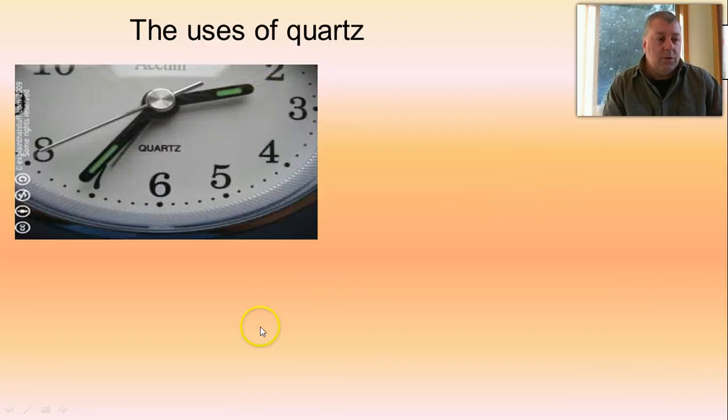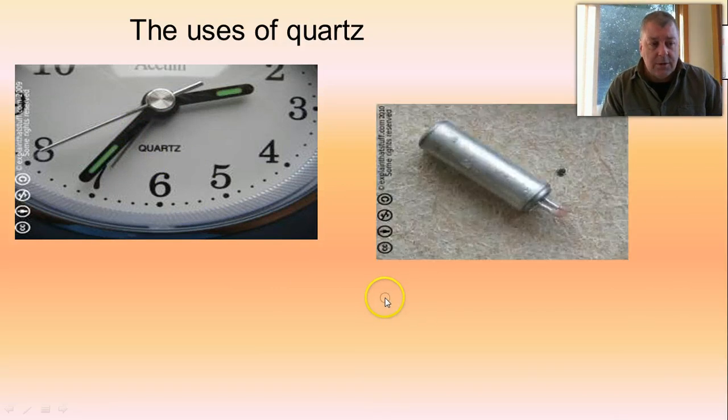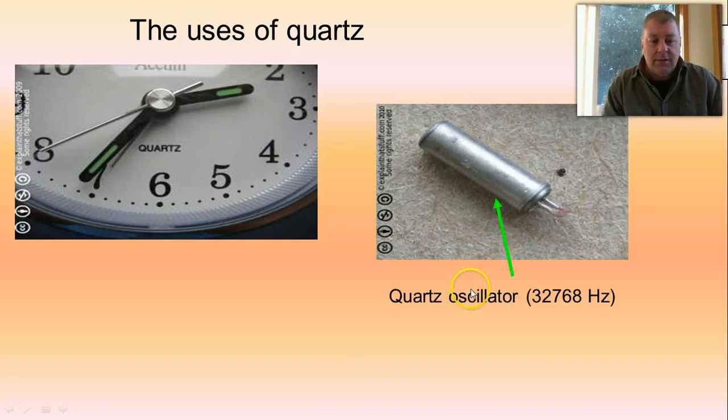Some of the uses of quartz: well, on your watch you've got a thing that says quartz. That's not just a pretty label. Inside your clock is a little quartz crystal encapsulated here, a tiny little wafer of quartz, and that oscillates when a current is put through it, through the electrodes.